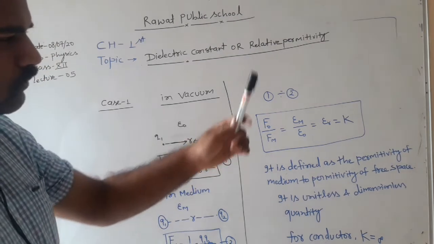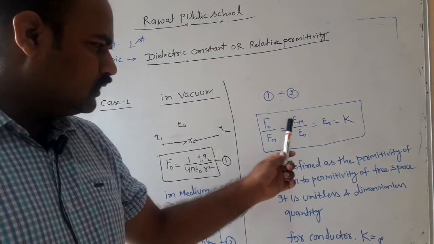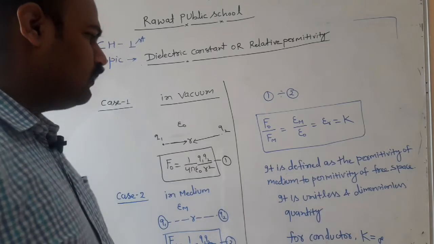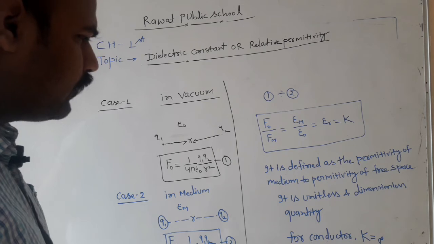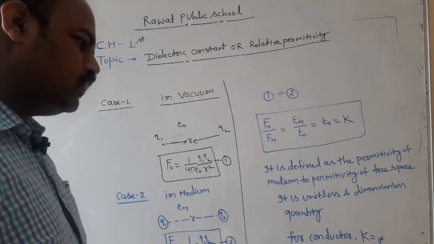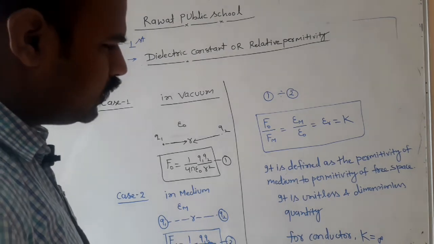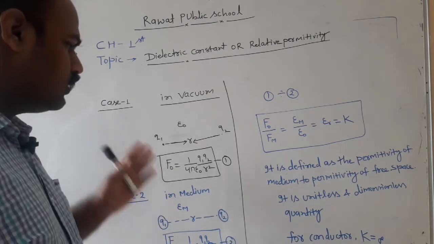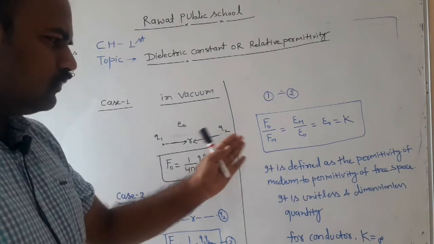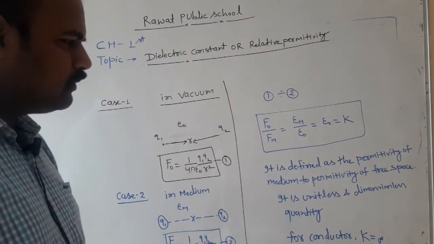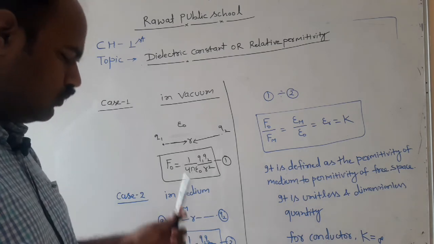Now dividing the first equation by the second equation, we get F naught by Fm is equal to Em by E naught, and this ratio is known as dielectric constant or relative permittivity. It is defined as the permittivity of the medium to the permittivity of free space. It is a unitless and dimensionless quantity. For a conductor, the dielectric constant is infinite. So please write down: first case in vacuum, second case in medium. By dividing the first and second equation, we get F naught by Fm is equal to E by E naught, which is equal to Er, which is equal to K. Clear? So please write down.